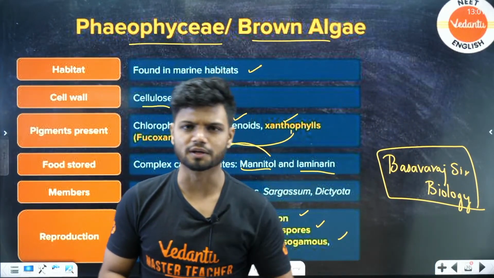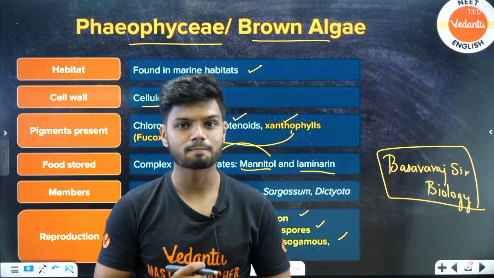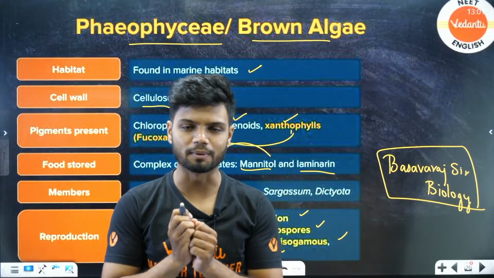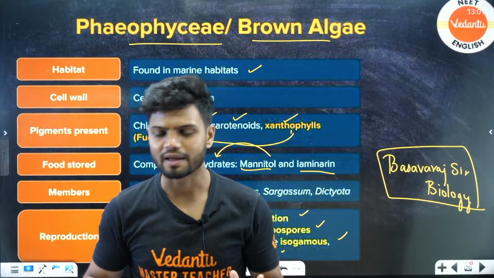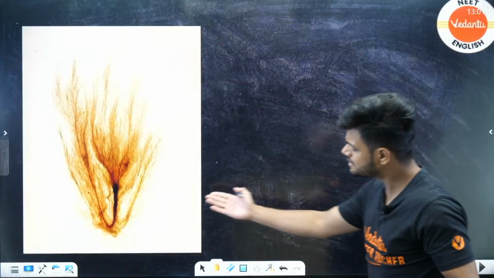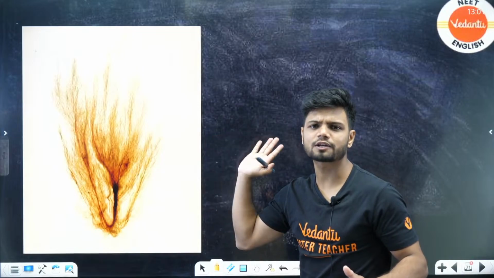Now, one thing which is missing here is the shape and the structure of this brown algae. Students, your brown algae can vary very largely. For example, brown algae can be simple and filamentous. An example is Ectocarpus. See here, this is Ectocarpus, very simple and filamentous.